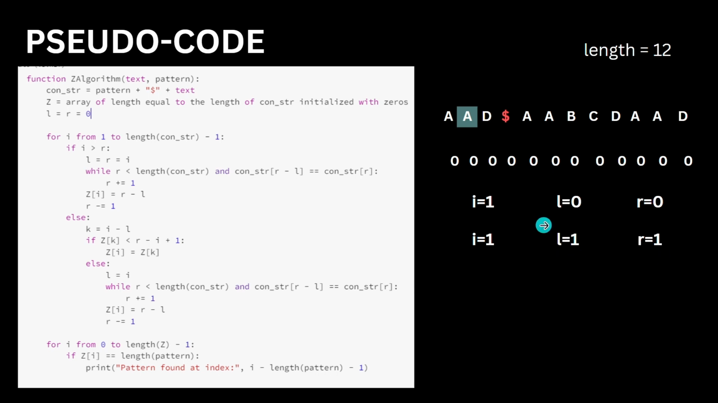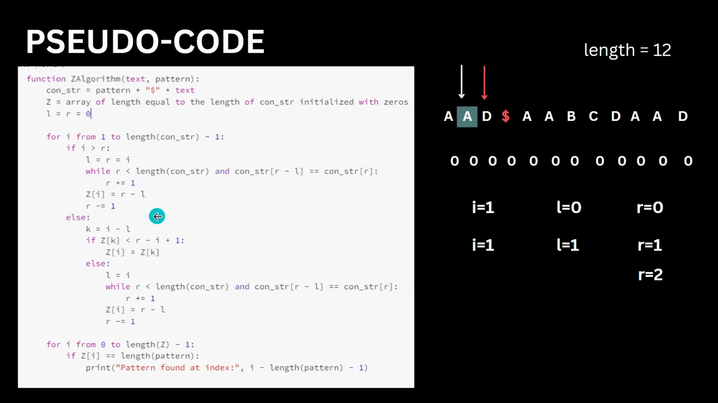So going to the while loop, R is less than the length, and the concatenated string of R minus L, which is 1 minus 1, which is starting from index 0 and the next index. We are comparing both of the indices and we can see both are equal, so R is incremented by 1, so R is equal to 2. Now iterating through the while loop, index 1 and index 2, they are not equal, so we'll be coming out of the while loop.